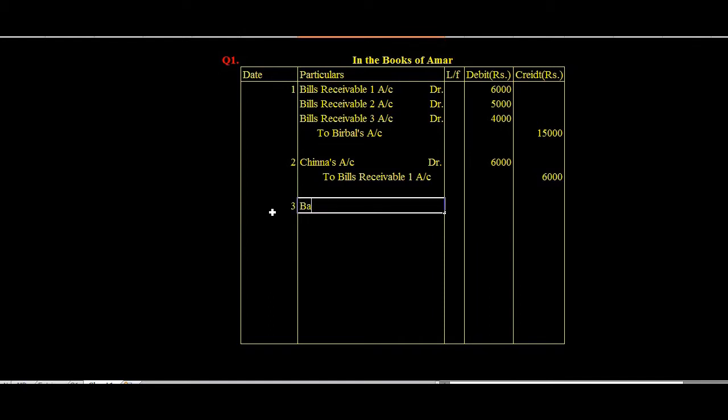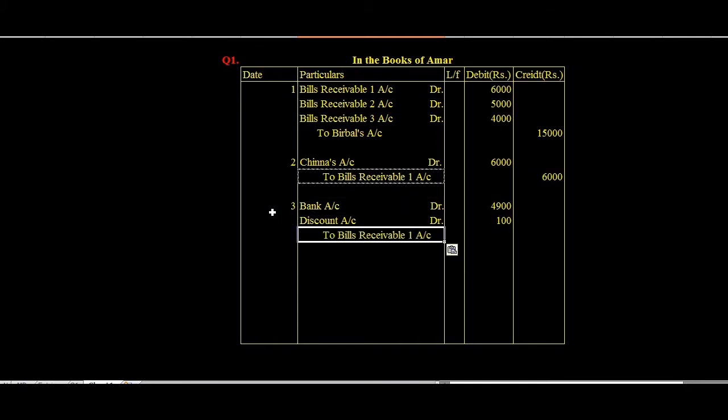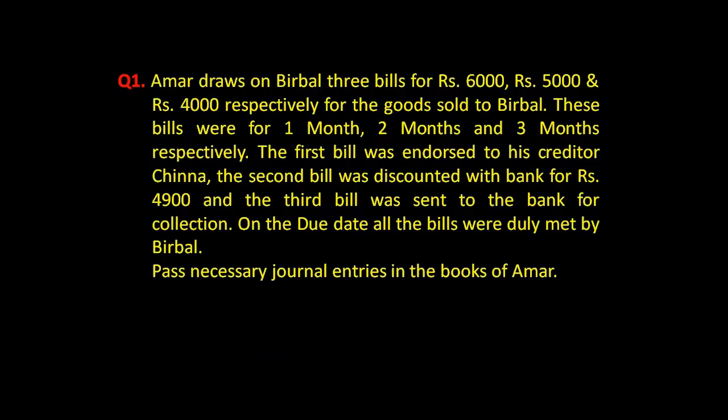Let's write this entry. We are receiving money, so bank account is to be debited. We received 4,900 and we understand that discount is an expense, so discount account will also have to be debited and the amount of discount is 100. Now what's happening? Bill receivable 2 is going out, so we will have to credit bill receivable 2 account and the amount of the second bill is 5,000. So this is how we have passed the third entry of the given question. Hope we have all understood this. Let's read the question further.